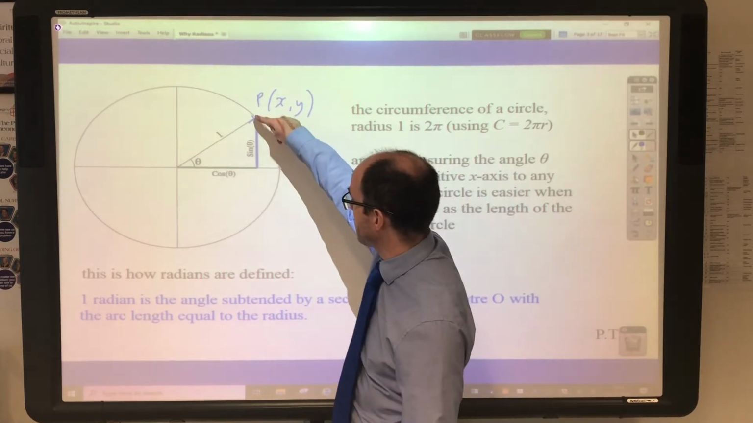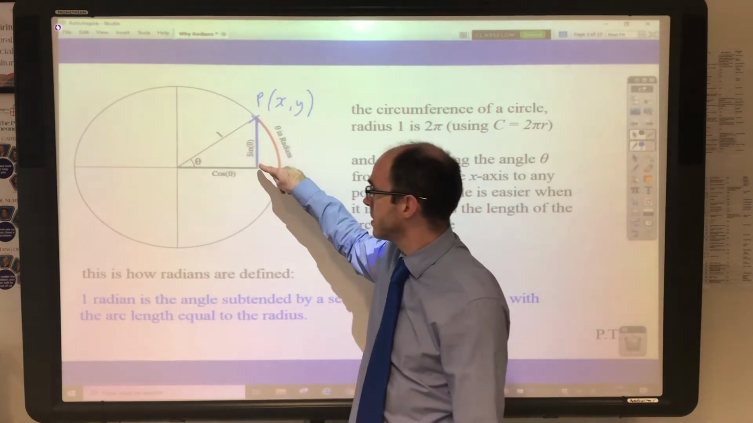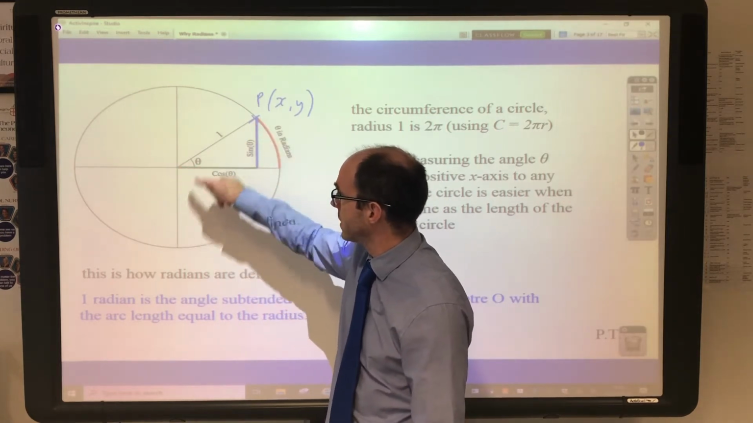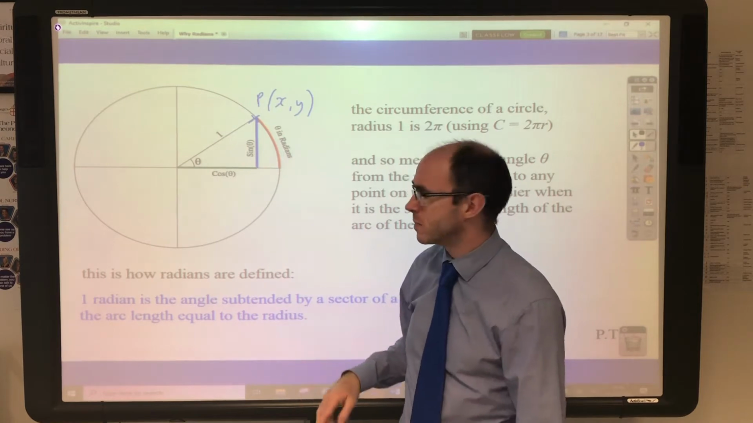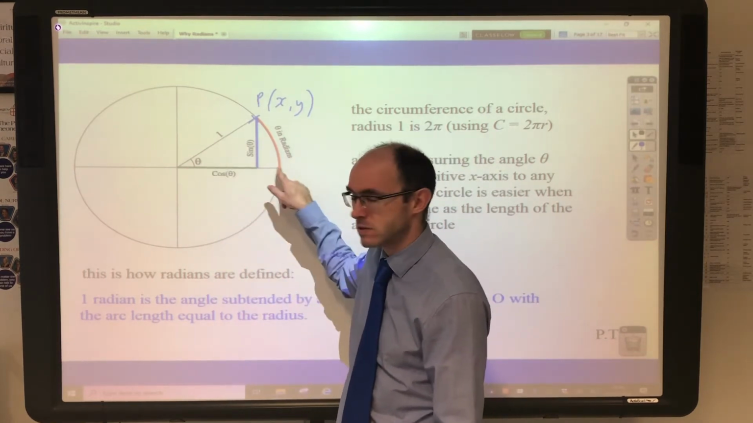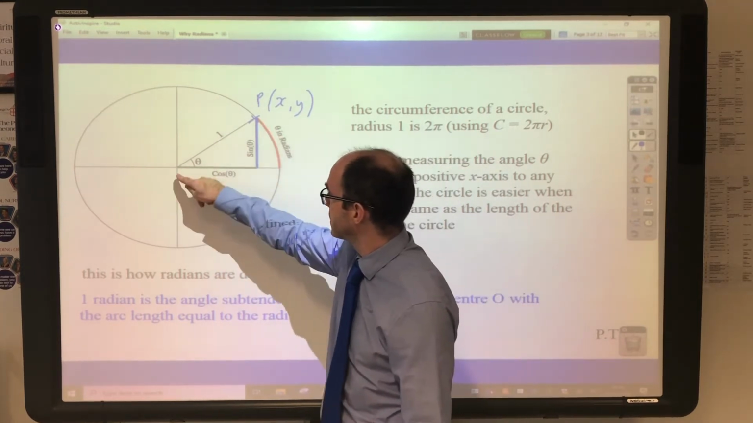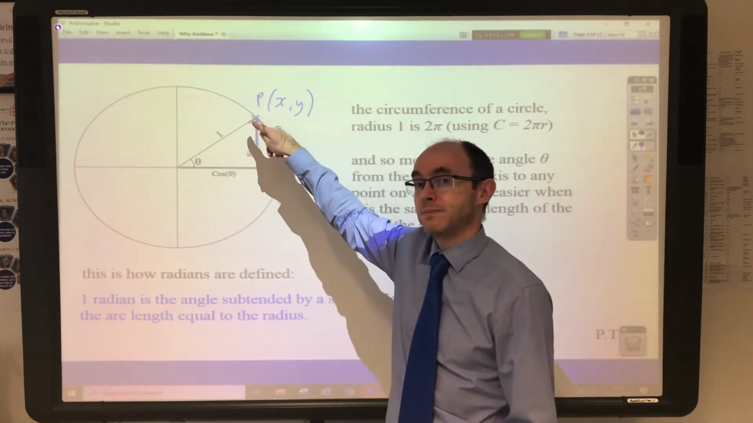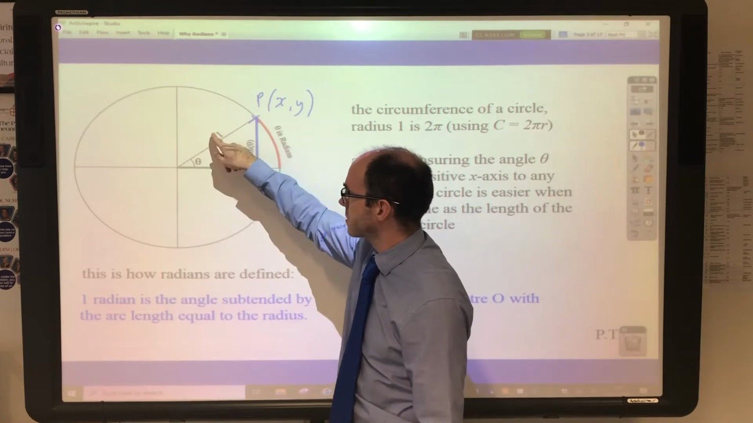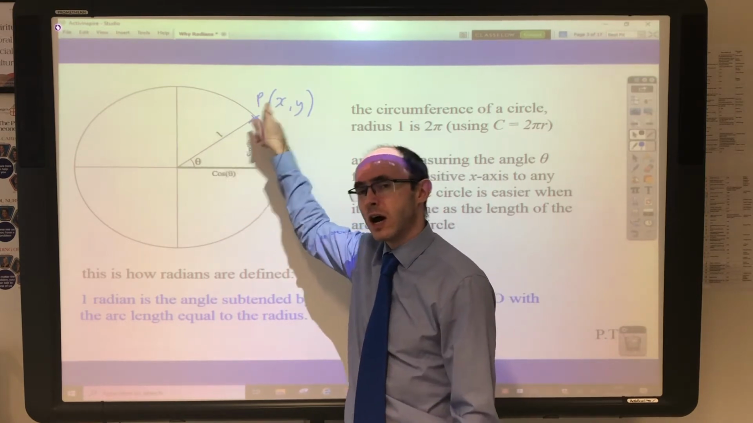If we drop a perpendicular down to the horizontal axis and look at this right angle triangle, this here, angle theta, that's a really important angle. That's the angle subtended between the positive x-axis and this radius here from the point O to the point P. That's angle theta. The radius of the circle is 1, so the hypotenuse is 1.